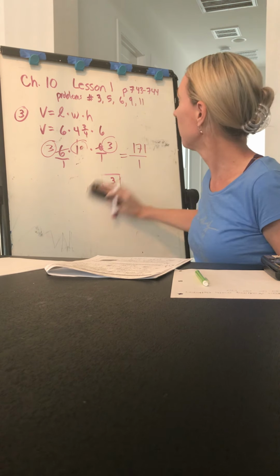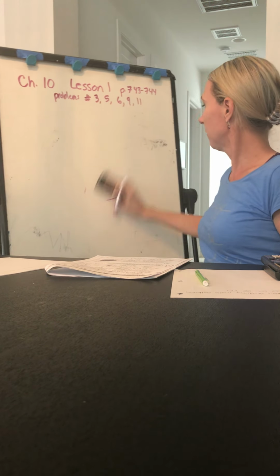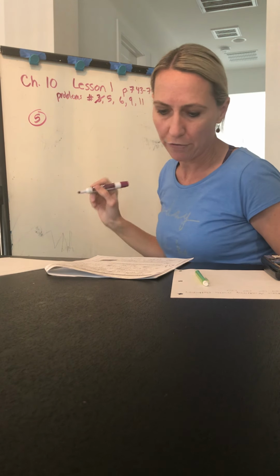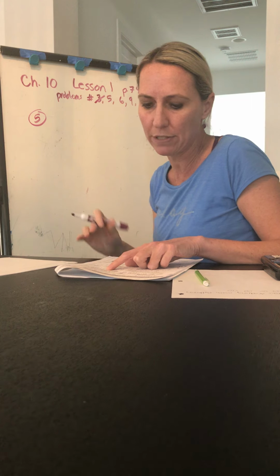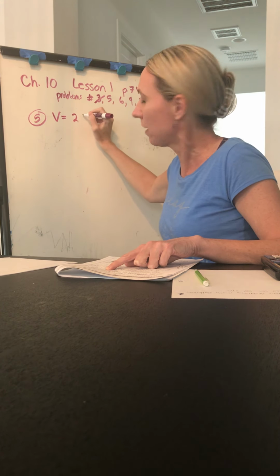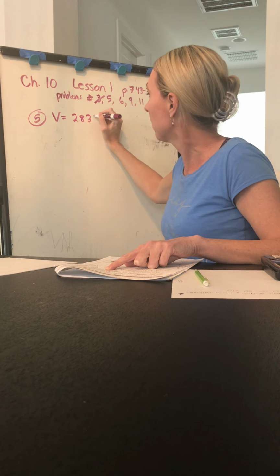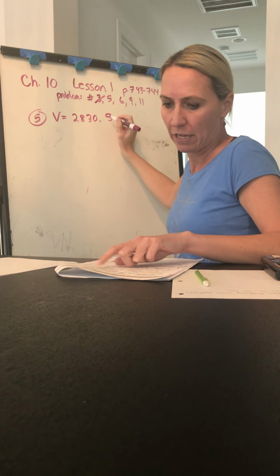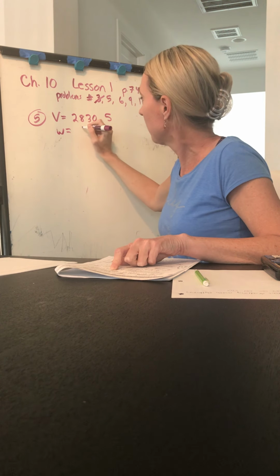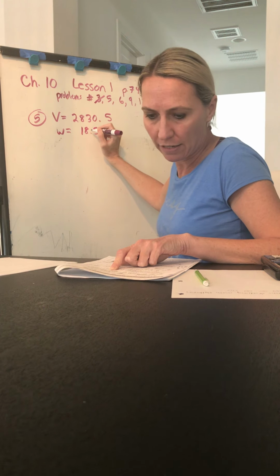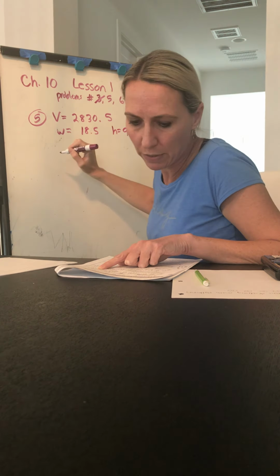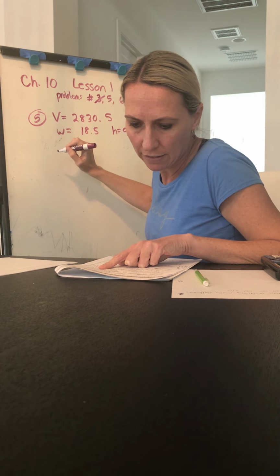Okay, the next one is number 5. Now number 5 says find the length of a rectangular prism. It has a volume of 2,830.5, and they gave us the width, which is 18.5, and the height, which is 9, and what we need to find is the length.